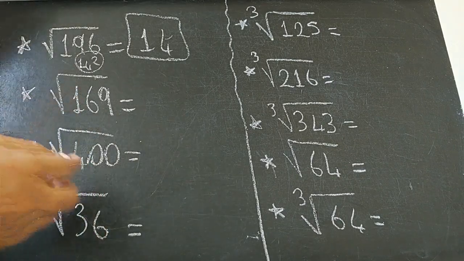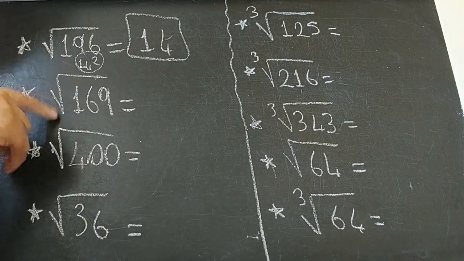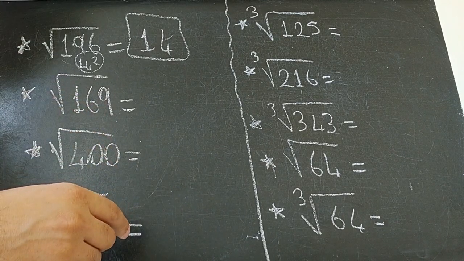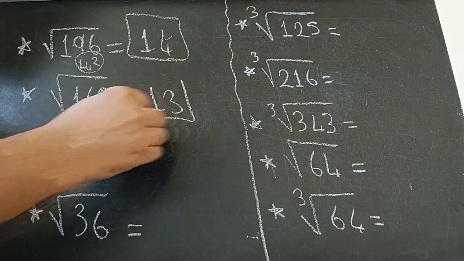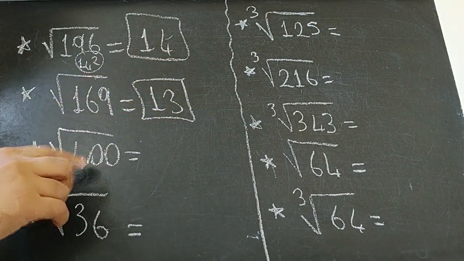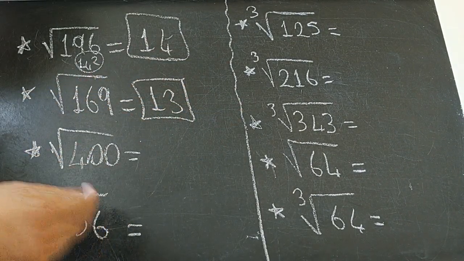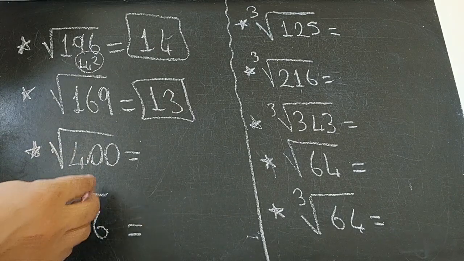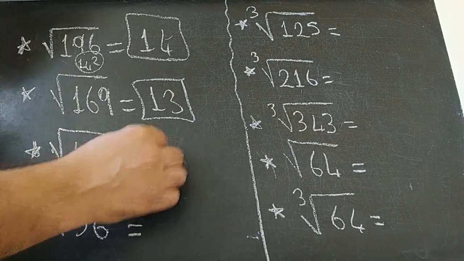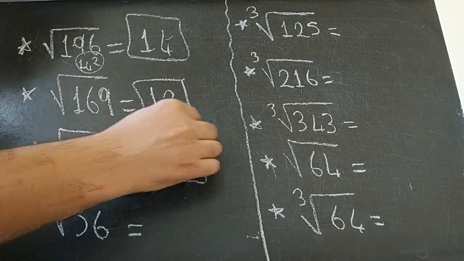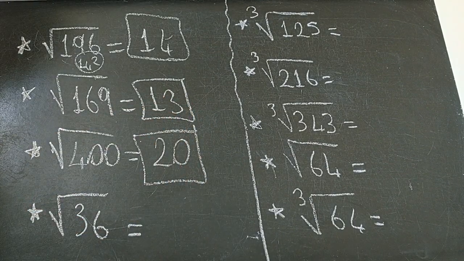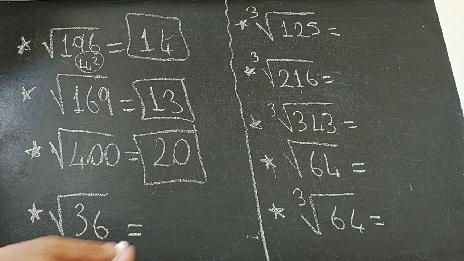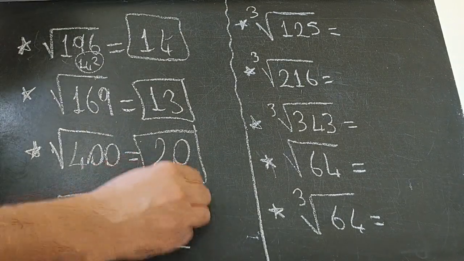So this one, square root of 169. 169 is square of 13. That will come out as 13. See, that's it. And square root of 400. 400 is square of 20. That will come out as 20. All right. Then square root of 36. 36 is square of 6. That will come out as 6.